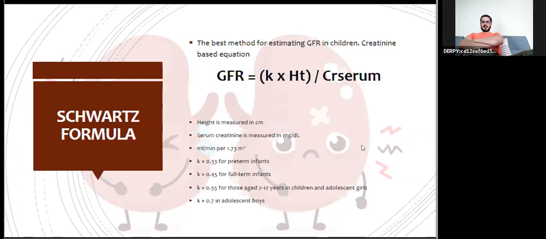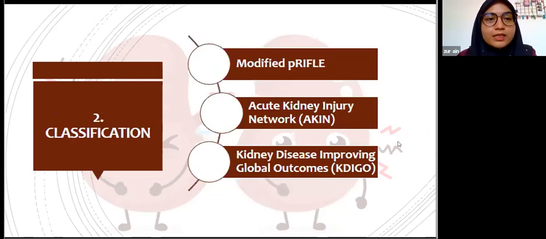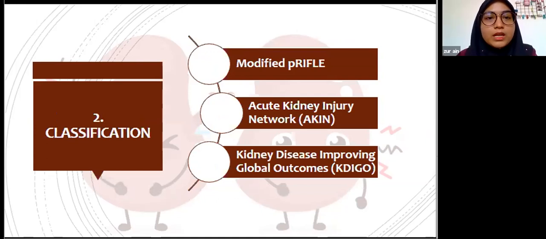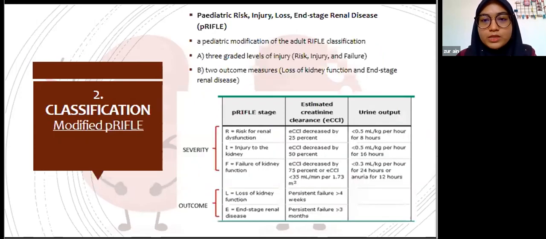Okay. And then next is the application to standardize the definition of AKI. Basically, there are three classifications: modified pRIFLE, Acute Kidney Injury Network, and KDIGO. Let's start with number one, modified pRIFLE, which stands for pediatric risk, injury, loss, and end-stage renal disease. We call it modified because this is the pediatric modification of the adult RIFLE classification.